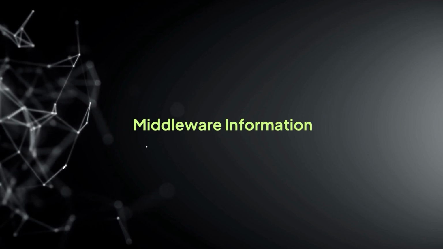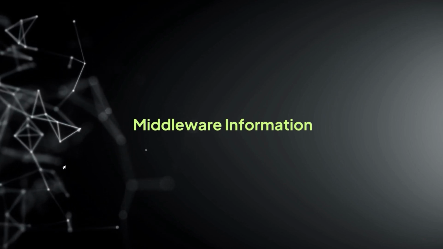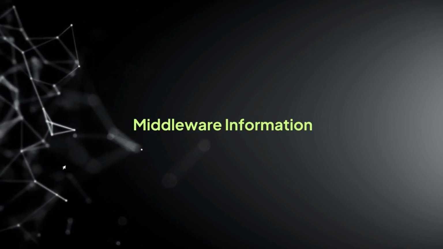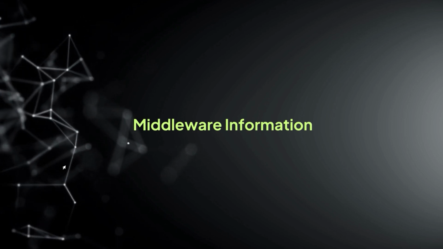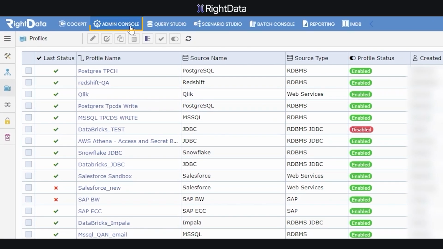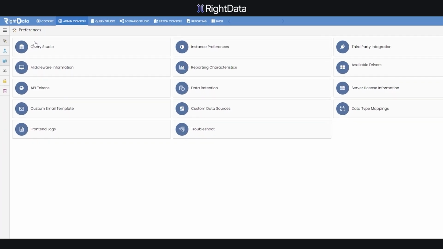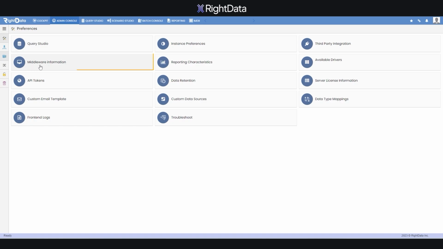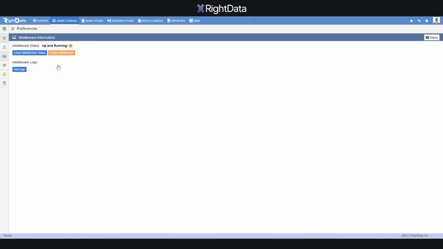We will discuss middleware information. Middleware logs are generated by middleware software. Middleware logs help the user to view the middleware running status. Click the Admin Console module. Hover and click on the System Preferences snippet option to navigate to the Preferences session page. Click the Middleware Information tile to open it.